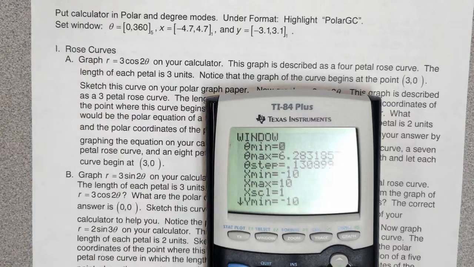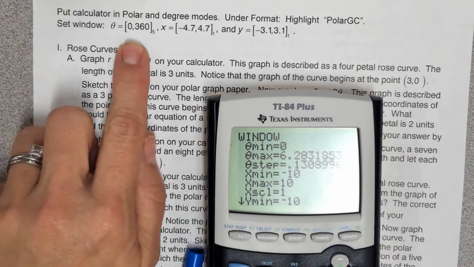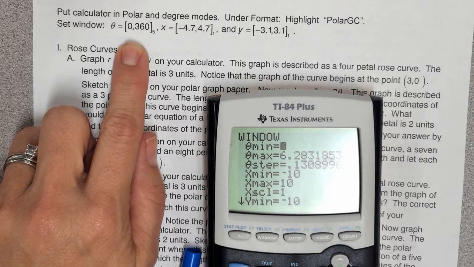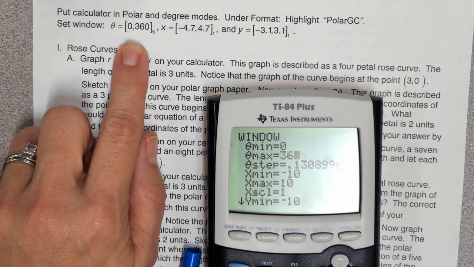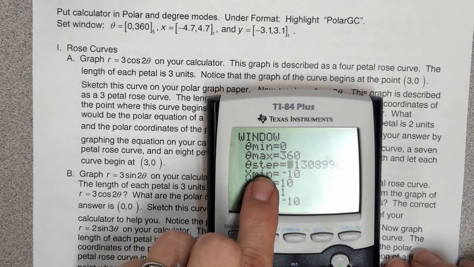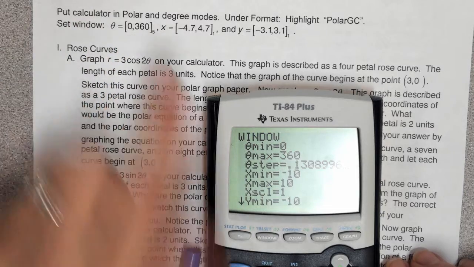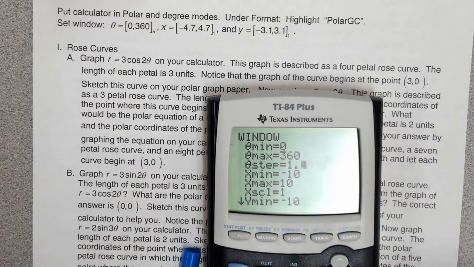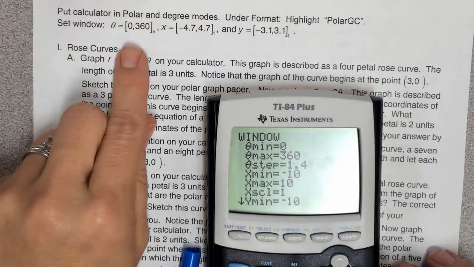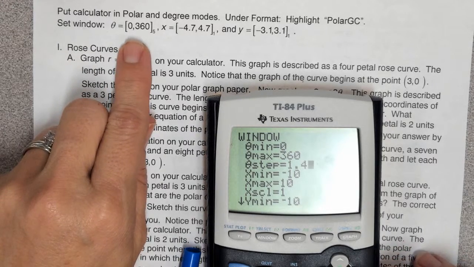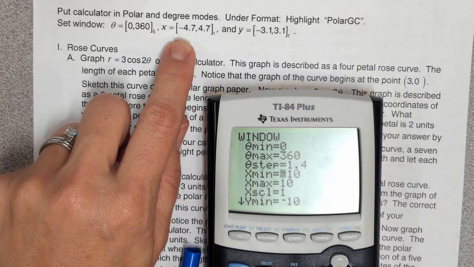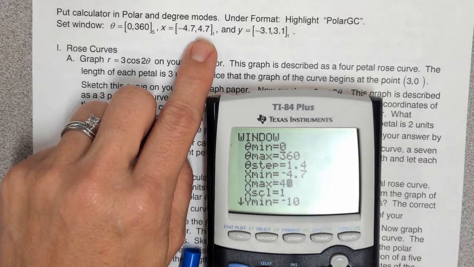Now it says to go set my window. So I'm going to hit window. Please listen as I set the window with you. It says theta 0 to 360. So the first one says 0. The second one I'm going to change to be 360. Where it says theta step, that's not written on the worksheet, but I want you to change it to 1.4. Change theta step, it's right below theta max, to 1.4.